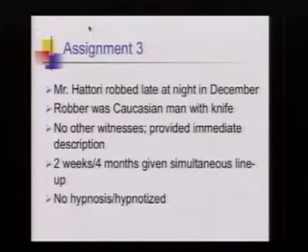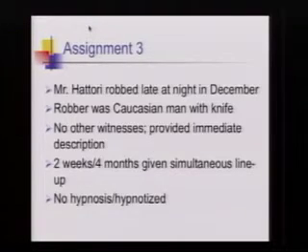For those who got case 1, he was then asked to come back to the police station 2 weeks later. I know some of you have done this a long time ago, but 2 weeks later he came back and he was confident, I think the word was certain, that he picked out the correct person from a simultaneous lineup. Does that all ring a bell? Good. And there was no mention of him being hypnotized.